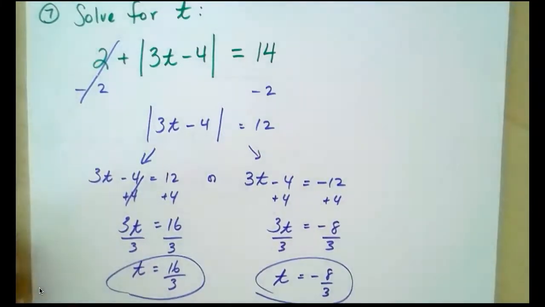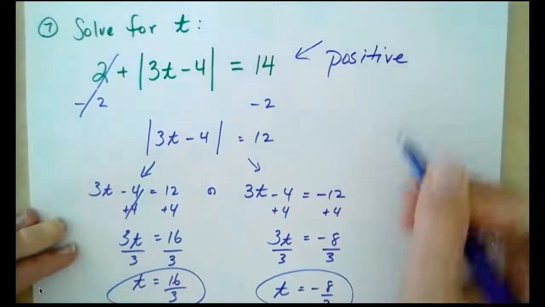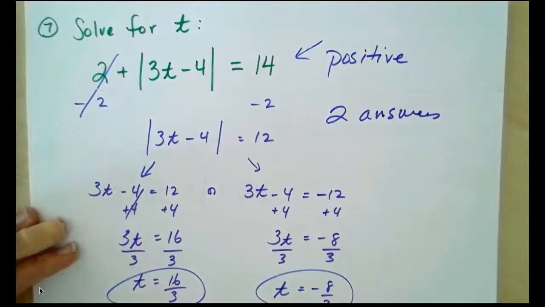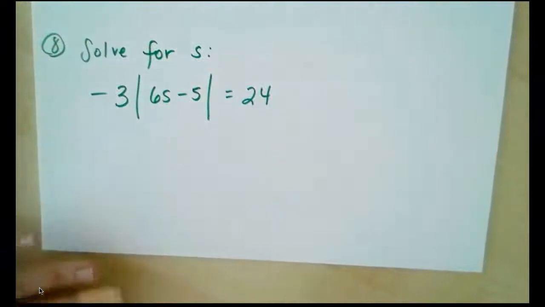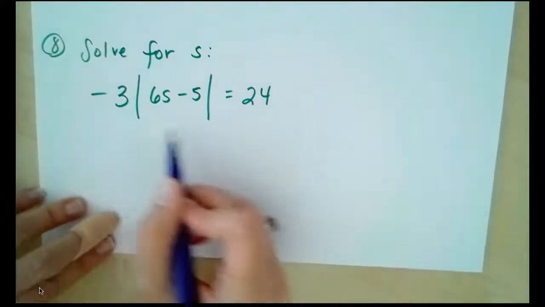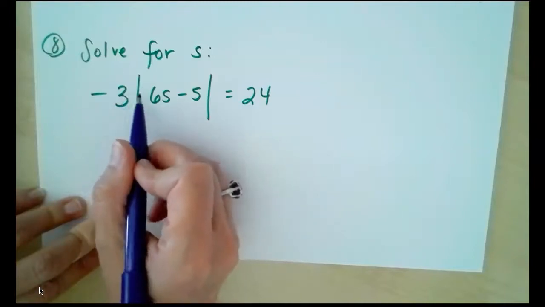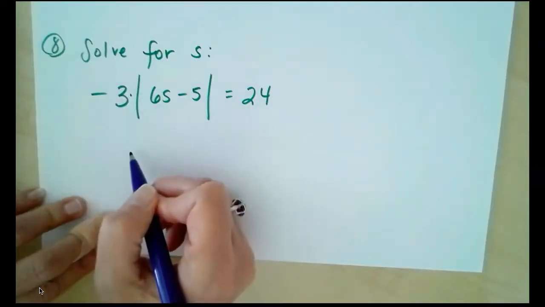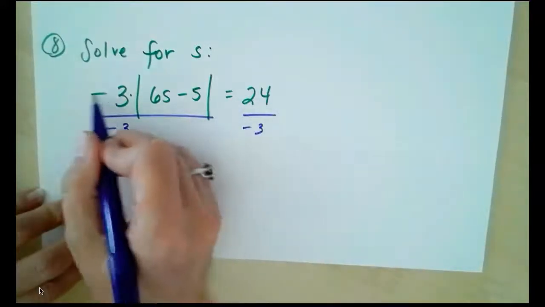1, 2. Two answers. When our absolute value is set equal to a positive number, we are expecting two answers. That's number 7. Last, number 8. Solve for S. So once again, we need to do step 1, which is to isolate the absolute value. We will do that once again. If there is no operator in between the number and the absolute value bars, then this is multiplication. So to undo multiplication, we are going to divide both sides by -3.